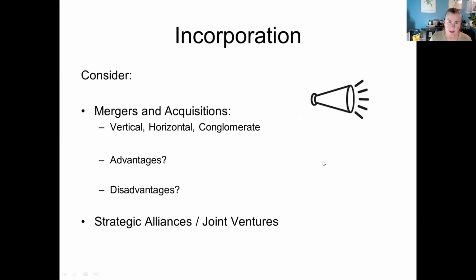Mergers and acquisitions. There's vertical ones, where one company takes over another. Horizontal, where two companies that are at the same level may merge.